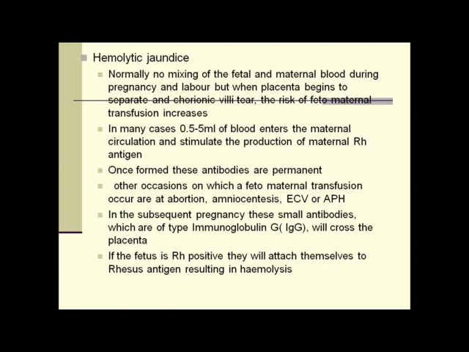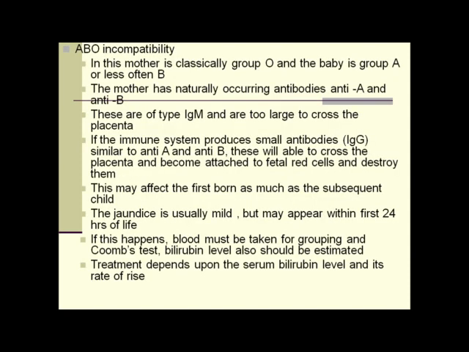Other occasions on which fetal-maternal transfusion occurs are abortion, amniocentesis, external cephalic version, or antepartum hemorrhage. In a subsequent pregnancy, these small antibodies, which are a type of immunoglobulin G, will cross the placenta. If the fetus is Rh positive, they will attach themselves to the rhesus antigen, resulting in hemolysis.